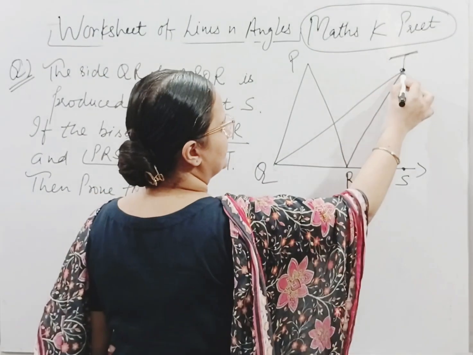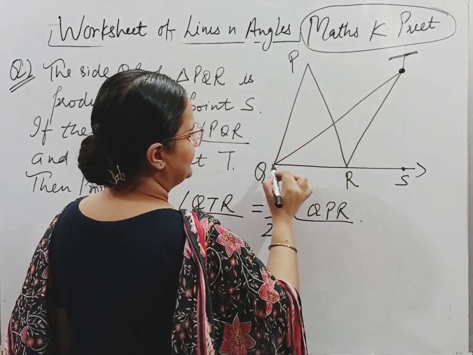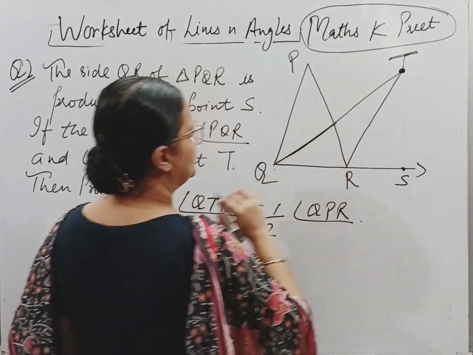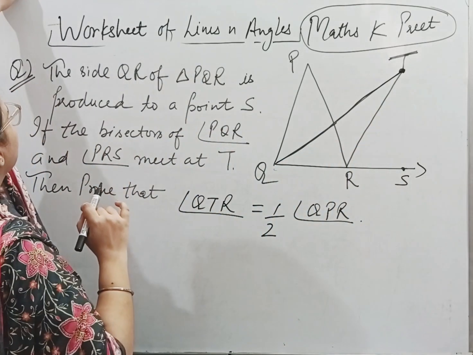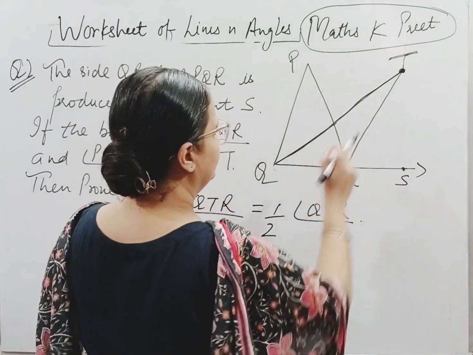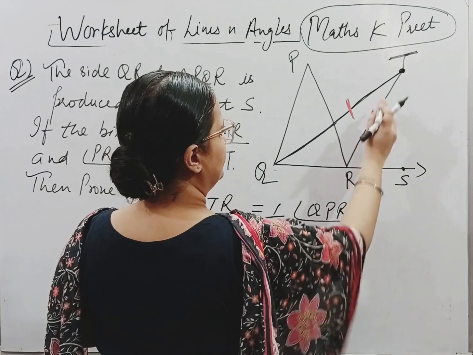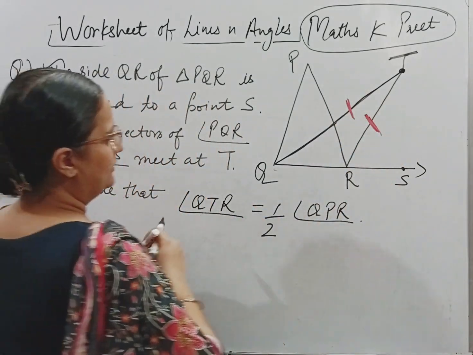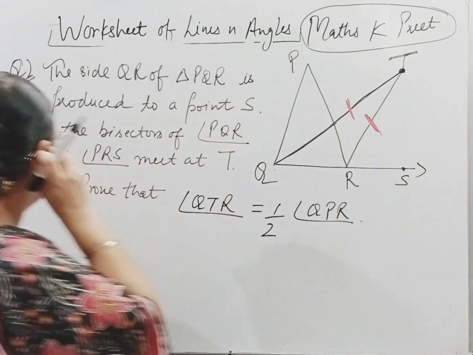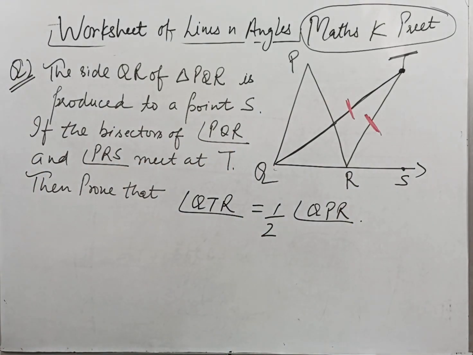This is point T. And the bisector of this means this is the bisector. This QT is acting as a bisector. Let me draw with another color. This is a bisector, and this RT is also a bisector for angle PRS. So these two lines with red marks are acting as the bisectors of two angles.